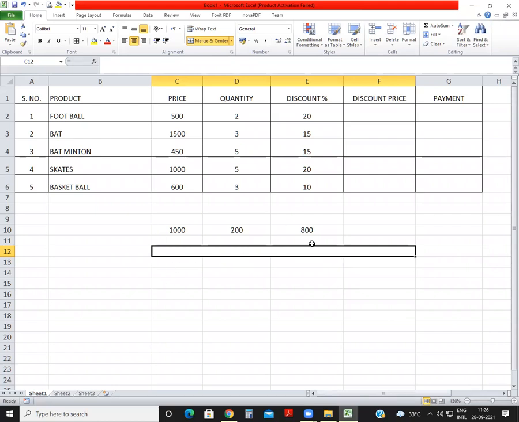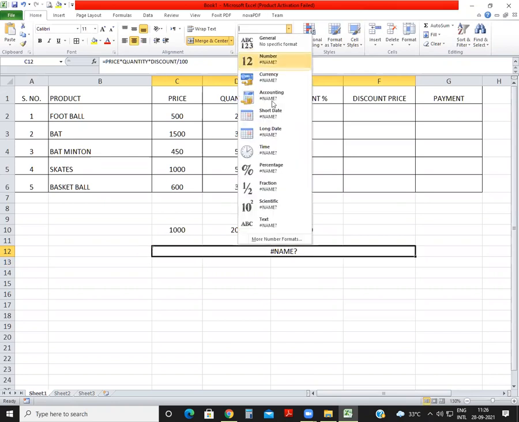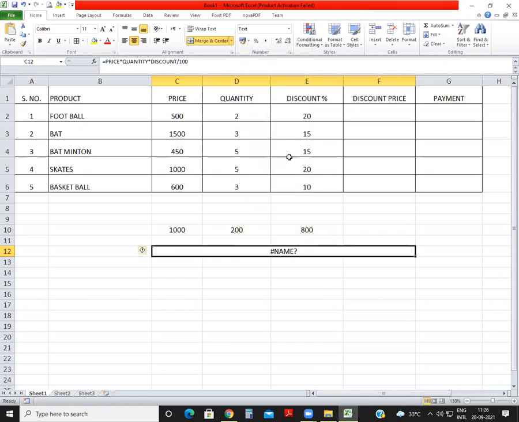So I'm going to write here formula, equal क्या है, price multiply quantity multiply discount divided by 100. It's given in your book. Okay. और मैं इसको यहाँ से text कर लेता हूँ क्योंकि ये general है तो ये formula यहाँ पे show नहीं करेगा.